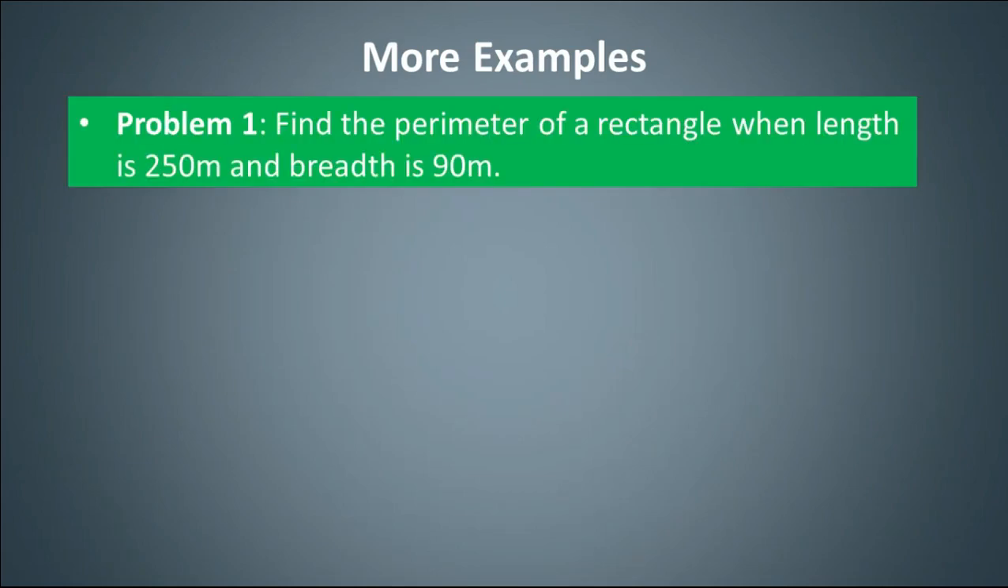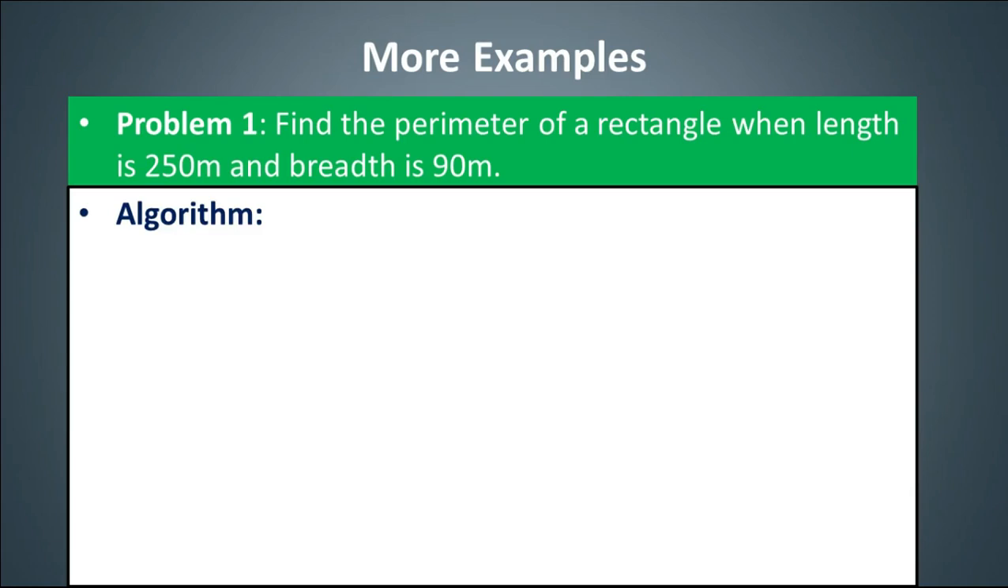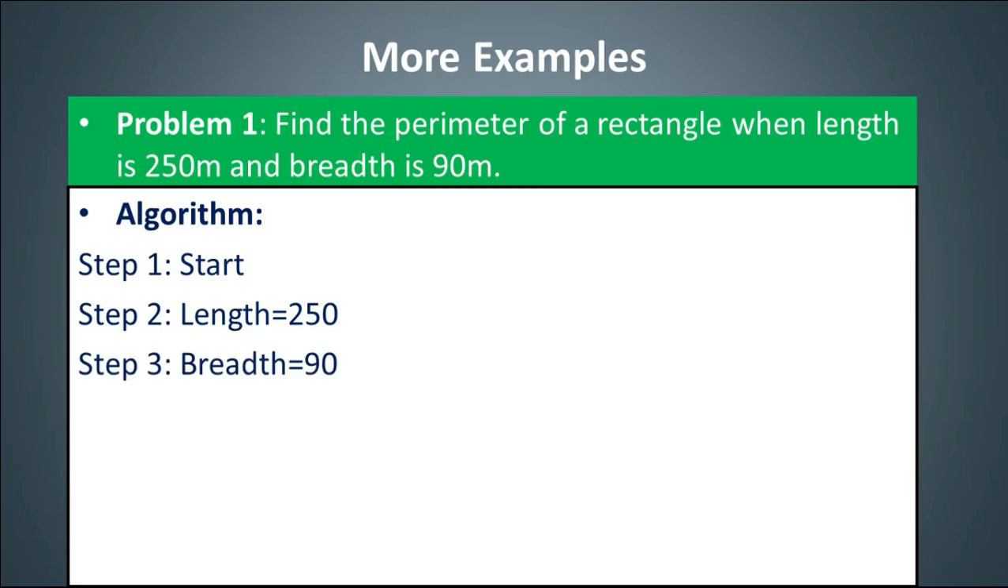Again, taking a simple example, to find the perimeter of a rectangle whose length and breadth are given to you like this. So what will be the algorithm? Starting your algorithm, step 1, start, mark the beginning. Then storing the given values, length equal to 50, that is we are excluding the units. It's better to exclude the units. And breadth is another variable that stores your value 90.